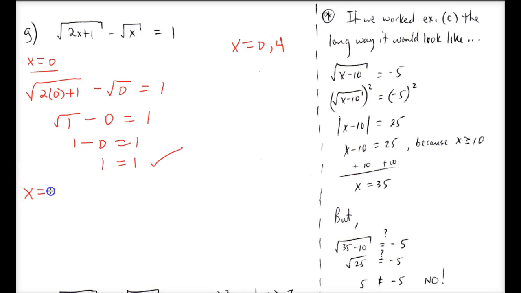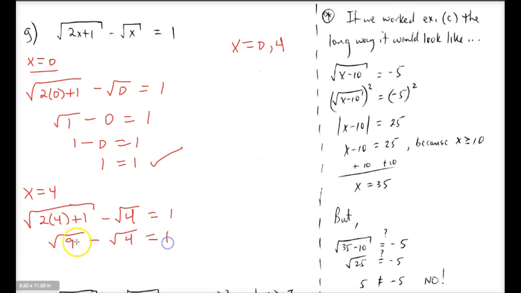Let's go ahead and do the same thing with x equals 4. So let's plug in 4 wherever we can. We know that 2 times 4 is 8, and 8 plus 1 is 9. So we just have that. Square root of 9, the principal root of that is 3. Square root of 4, the principal root of that is 2. And of course, 3 minus 2 is 1. So it turns out that both of these solutions are actually valid solutions.